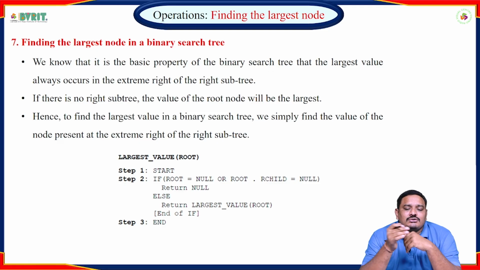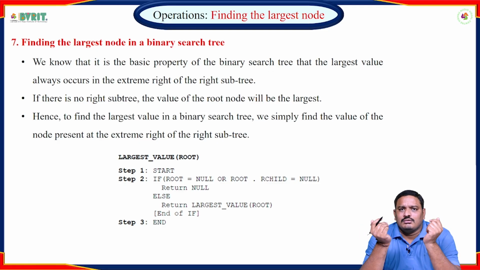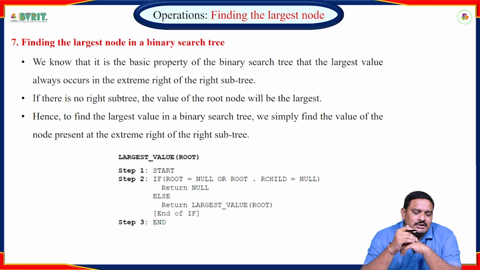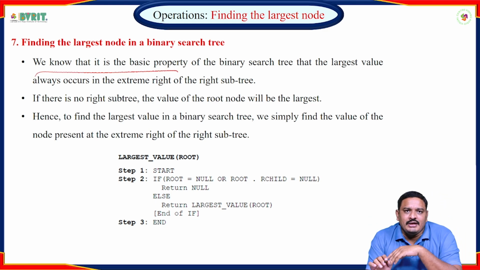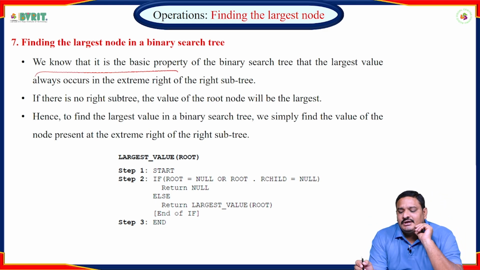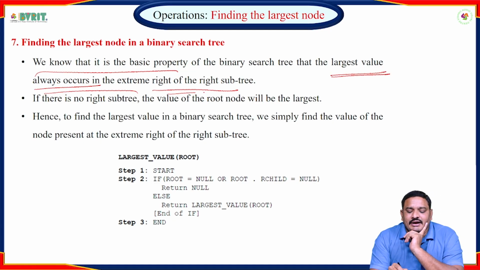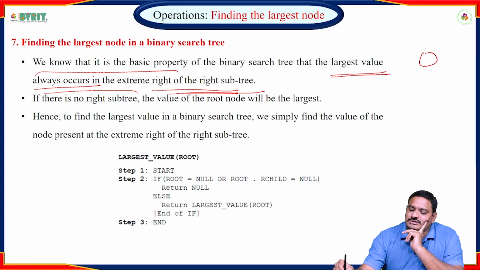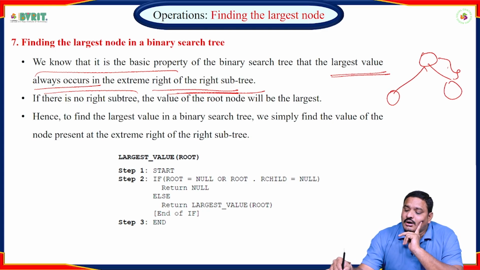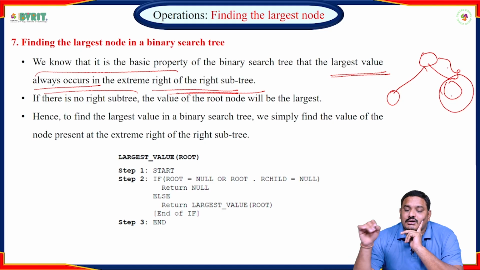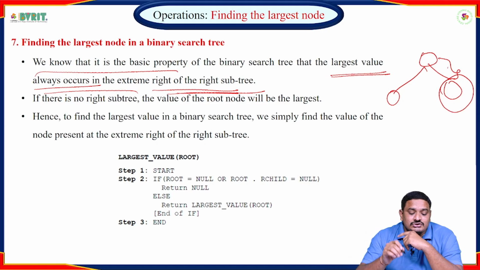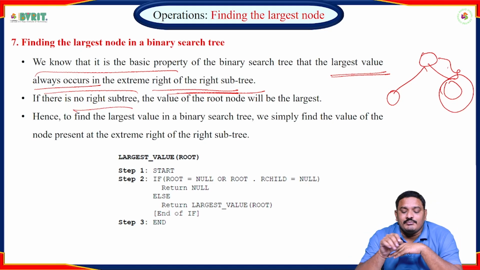Finding the largest node in the binary search tree. The largest node is always on the right side of the root node. As you know, the basic property of the binary search tree is that the largest value always occurs in the right of the right subtree. This is the root node, this is the left node, this is the right node. If there is no right subtree, the value of the node will be the largest value.